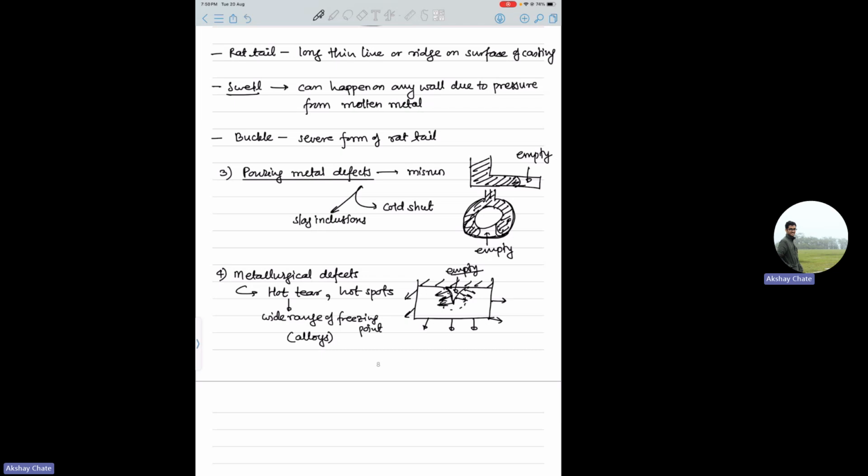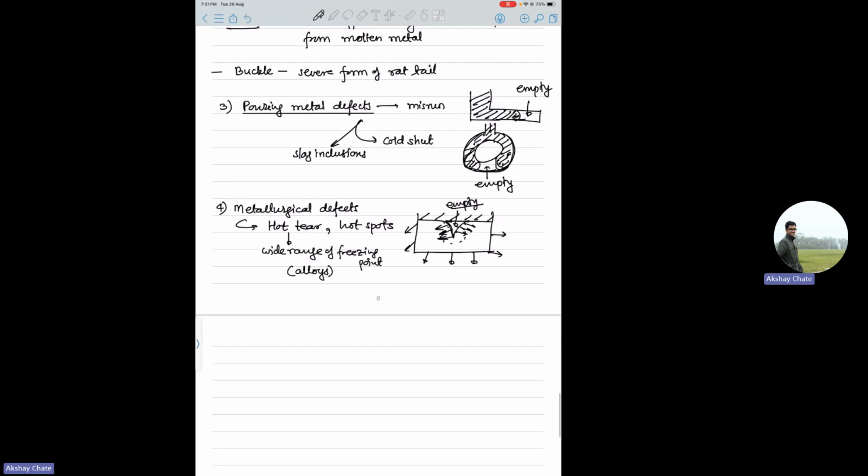And then hotspots, you already know that if the rate of cooling is higher in some places and lower in some places, these kinds of things will happen. That part will always be called a hotspot. It will take more time to solidify. So that's why you need to avoid those things as much as possible.